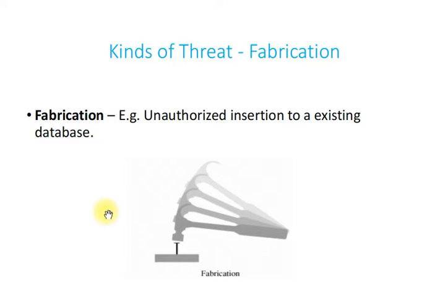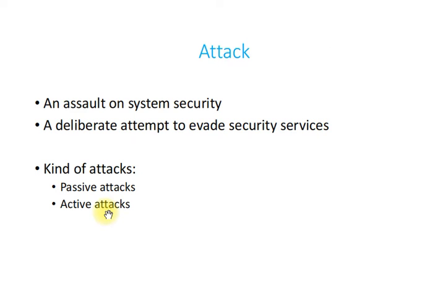Fabrication, on the other hand, is unauthorized insertion into an existing database. So you have a database, for example, and then you basically get to add extra data without permission. So that is also another threat of these viruses. So in summary, we've talked about fabrication, we've talked about modification, we've talked about interruption, and we've talked about interception as the kinds of threats that we have. Talking about an attack.